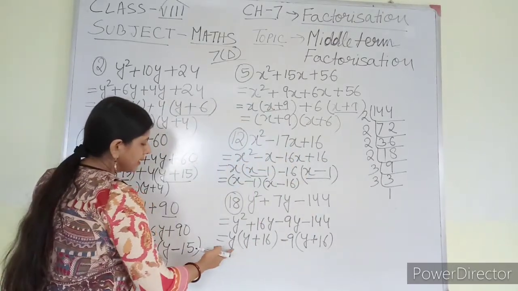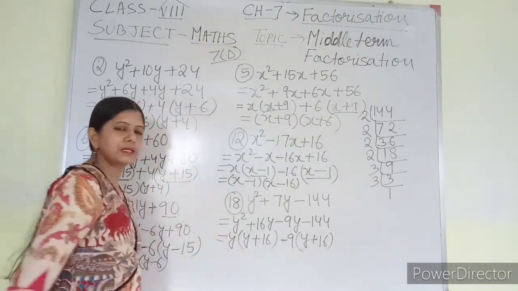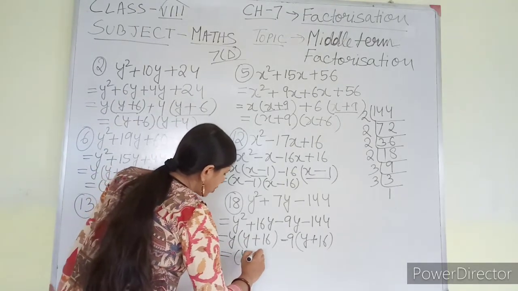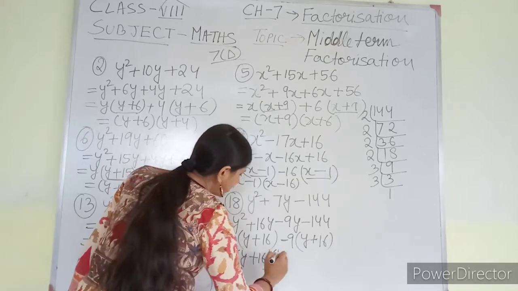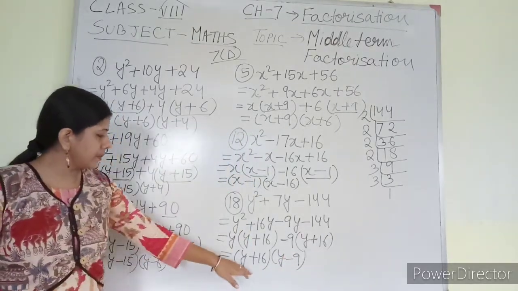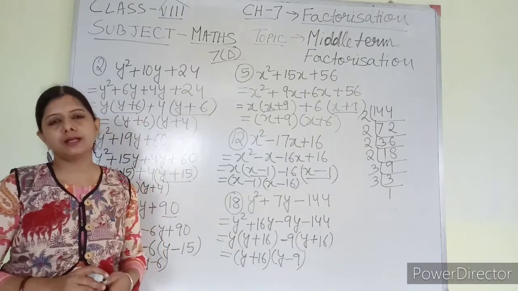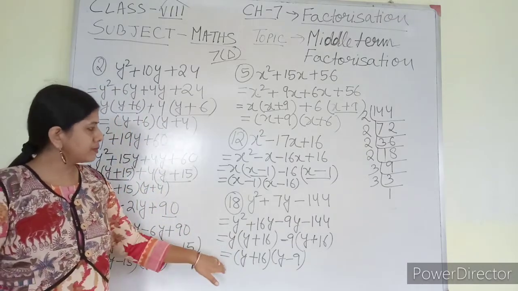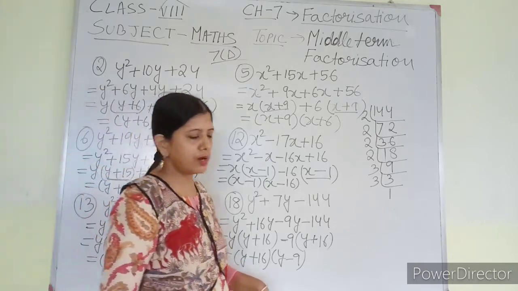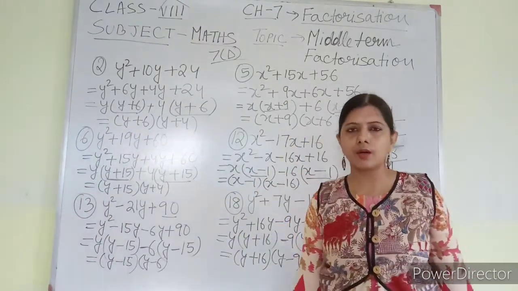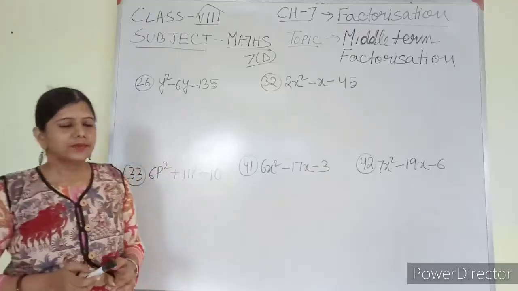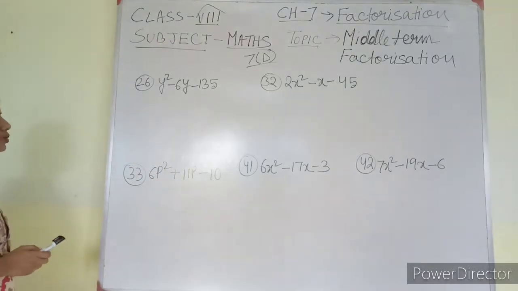Now you can find that y plus 16 and y plus 16, it is a common term. So what I am getting? y plus 16 and y minus 9. So the two factors are y plus 16 and y minus 9. These are the terms that you got. Okay. So some questions I have solved, some more I am going to solve now. So just wait. Okay, now come to question number 26.